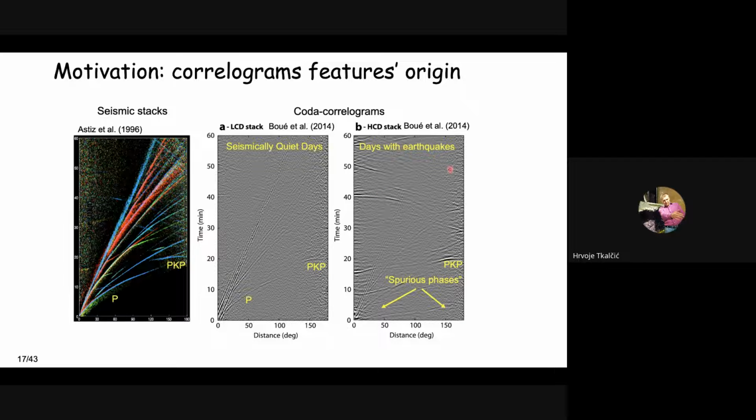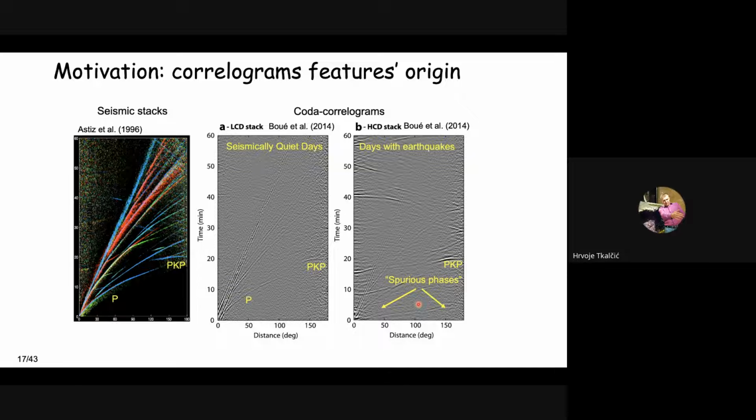And on the days with earthquakes, you obtain this global correlogram, which has some similar features, but it also has these almost zero slowness arrivals that are characterized by these horizontal lines at the edges. And what you also see are these spurious phases. They were called spurious in the community because there was no adequate explanation for why they should exist in the first place, because they occurred before P-wave arrivals.